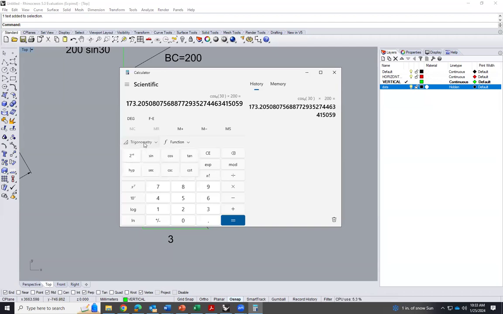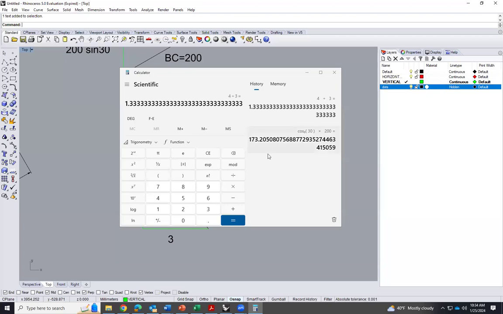So let's figure it out. Here we have trigonometry. Each calculator is going to be different. So that's why we have to understand what we are doing. So the first thing we have to do, it's 4 divided by 3. That's the tangent of that angle, 1.3333.